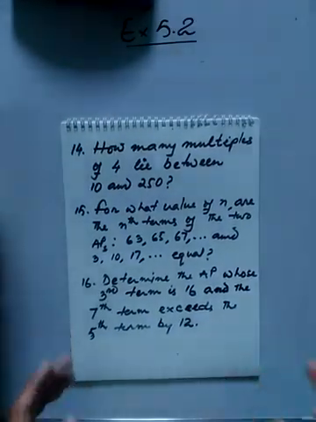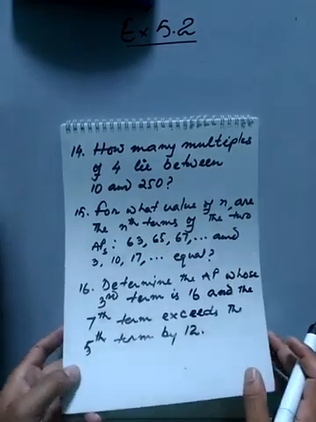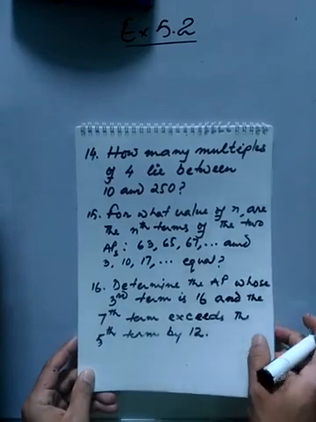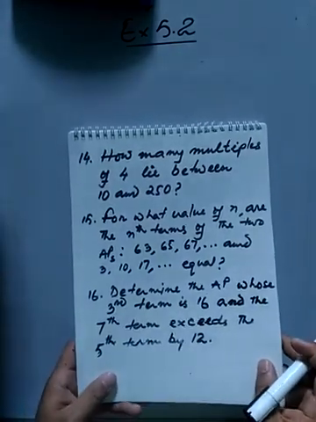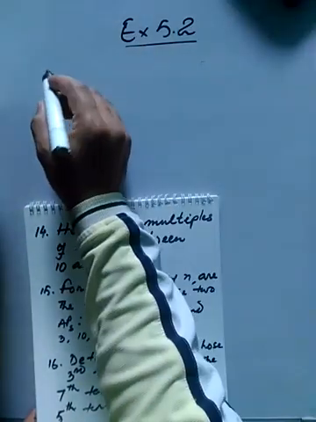Next will be question number 15. Let me read the question for you. For what value of n are the nth terms of the two APs equal? Okay, first let me write the two APs. The question gives us how many APs? Two different APs. So let me write here.